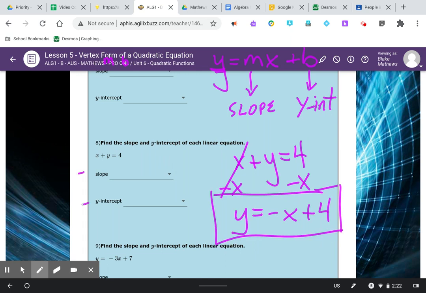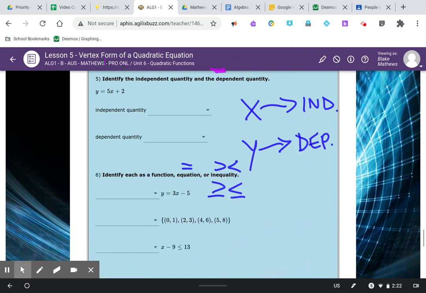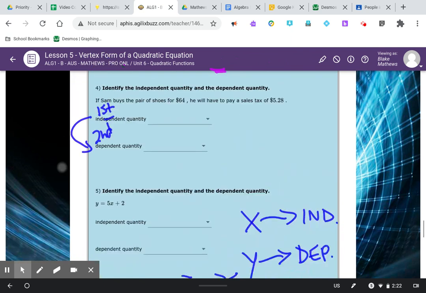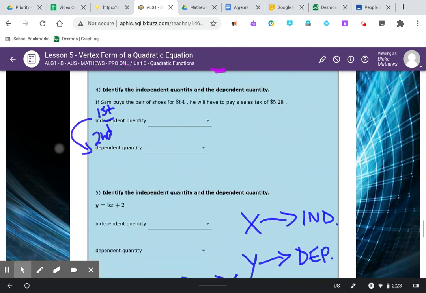Again, I'm not going to be spending a ton of time on these review questions, mainly because the expectation is that you do know how to do these from previous math. But if you are still struggling with the explanations that I gave for these, don't hesitate to reach out to me.